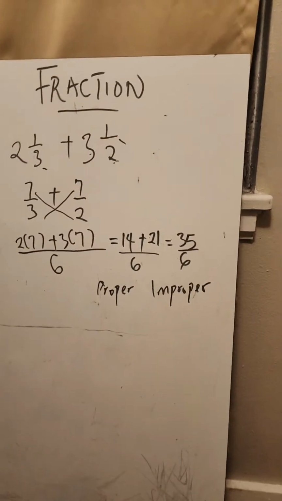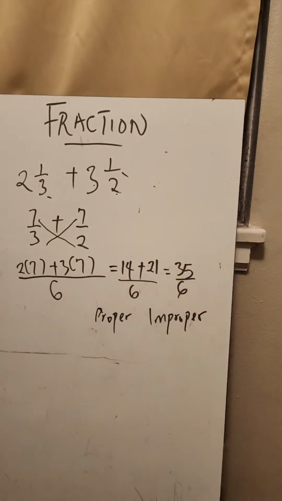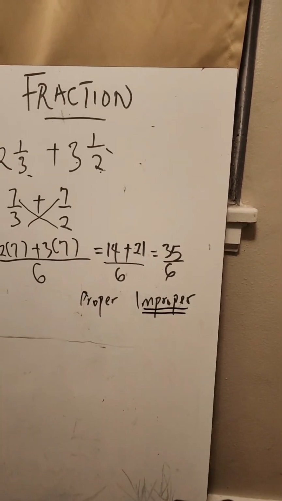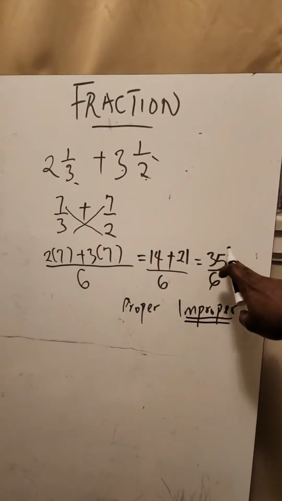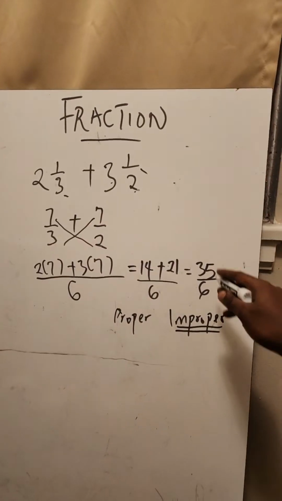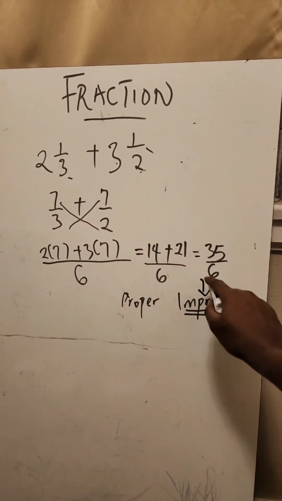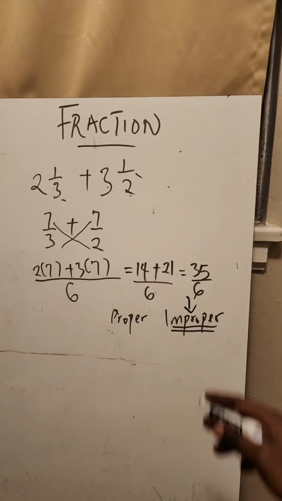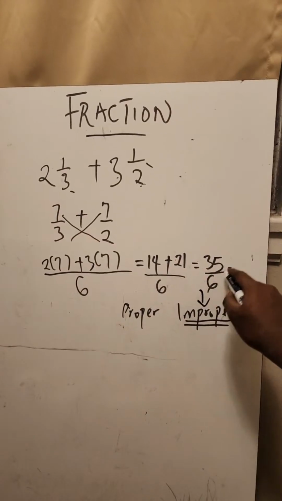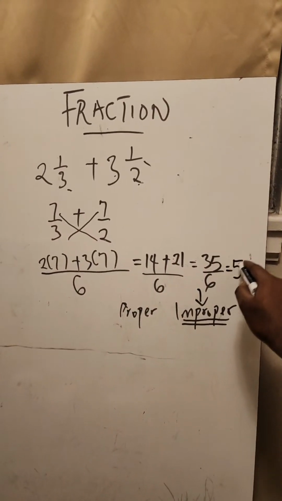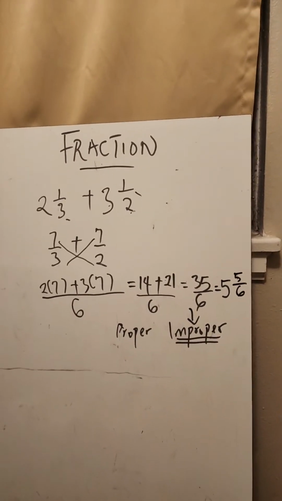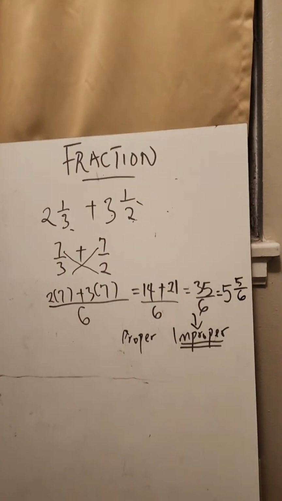Okay, let's proceed. This is an improper fraction. Why is this an improper fraction? Because the numerator is bigger, and if you have a bigger numerator, it is called an improper fraction. For an improper fraction, you can simplify 35 over 6 to be 5, and we have the remainder of 5 over 6. So this is what you got.